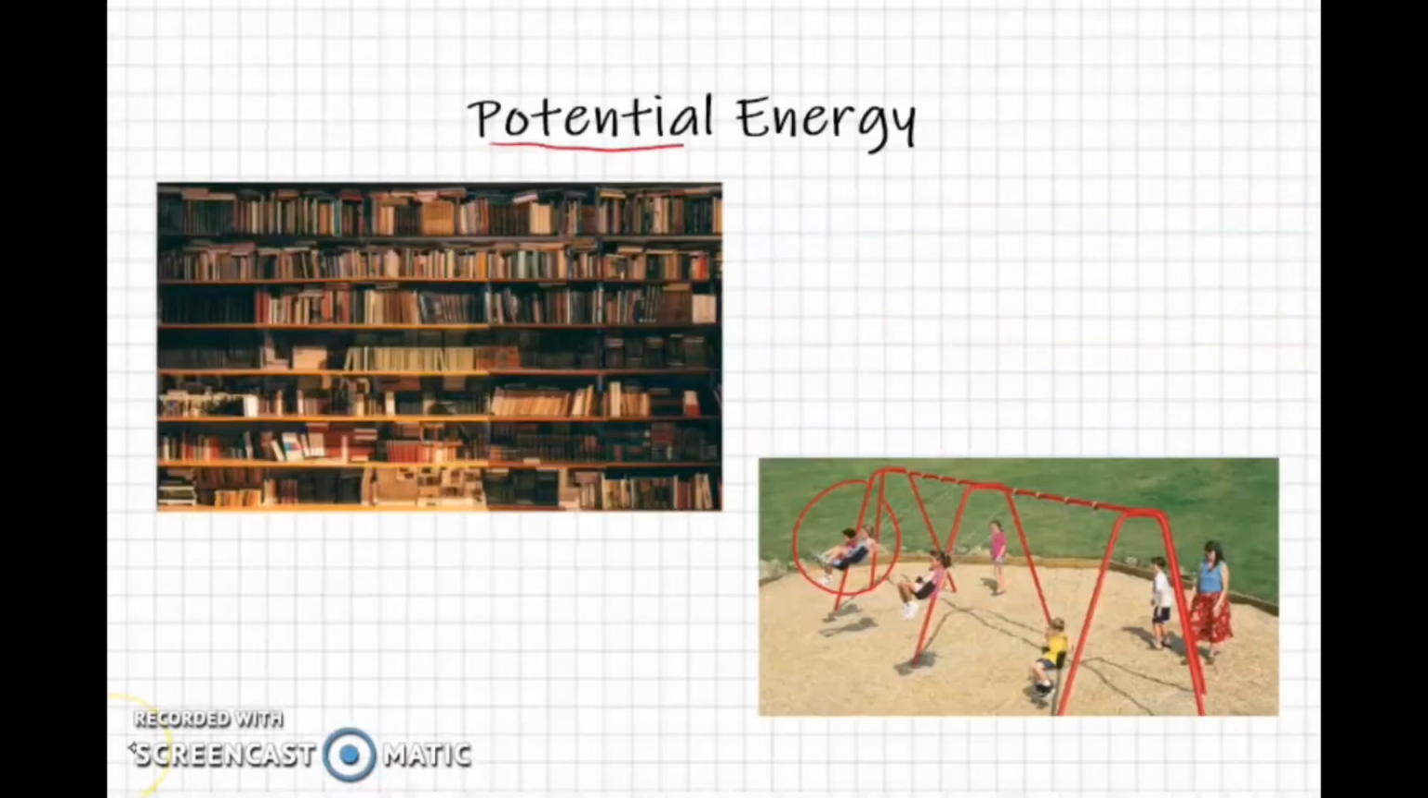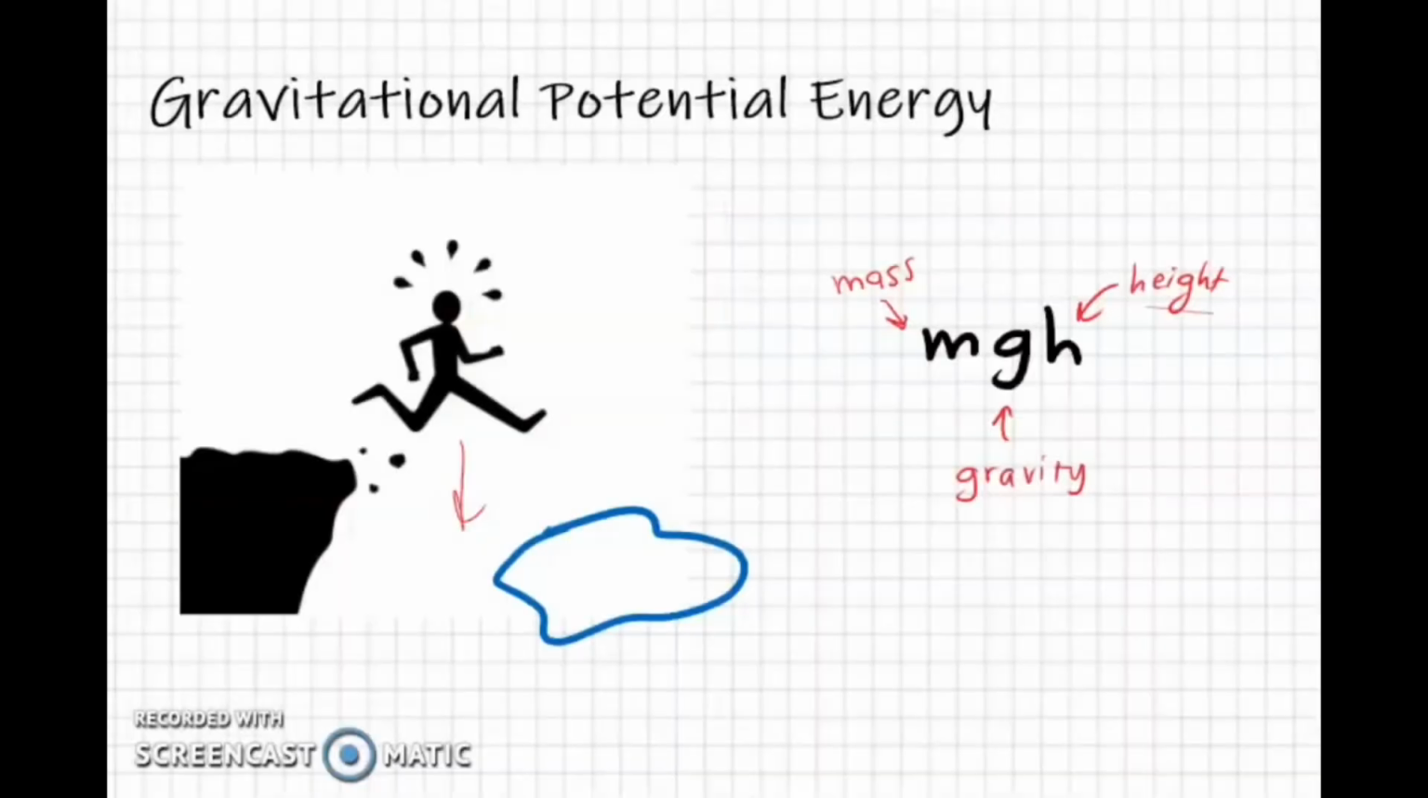The second type of energy, potential energy, is basically the energy that is stored within an object. Some examples in the real world would be a book sitting on top of a shelf, or a swing at its highest point. One type of potential energy is gravitational, such as the free fall acceleration that this person experiences as they jump off this cliff and directly onto the lake below them.